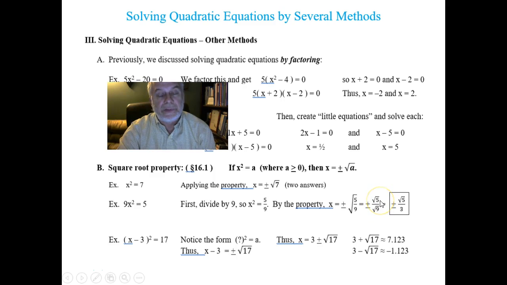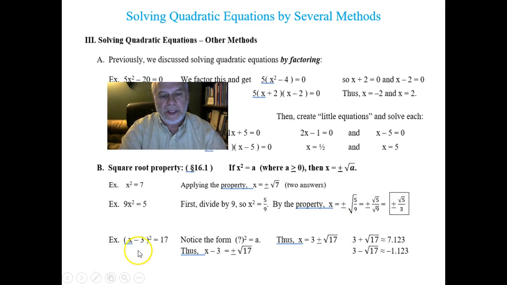Now you can take the square root of the top and the bottom separately, and you get the square root of 5 over the square root of 9. Of course, the square root of 9 is just 3. So plus or minus the square root of 5 over 3 are your two answers: positive square root of 5 over 3 and negative square root of 5 over 3.